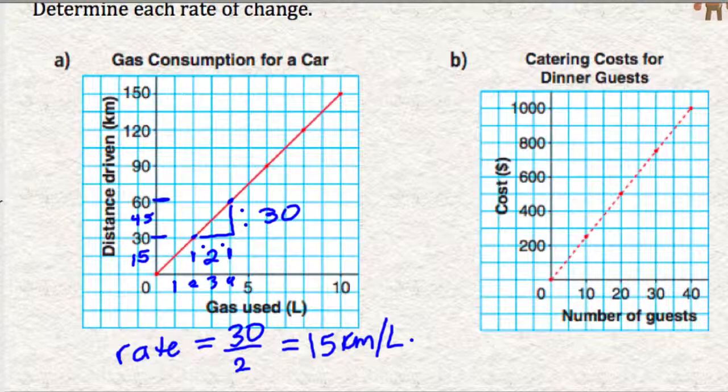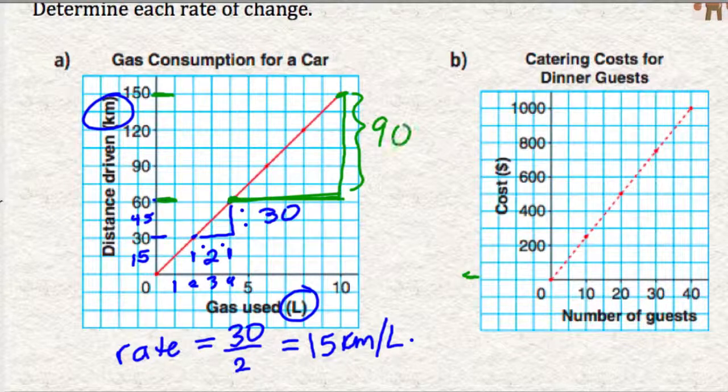I know it's kilometers per liter because I look at the information that I'm given on the graph. If somebody else had chosen 2 different points, let's say here and here, just to show you. The rise here goes from 60 up to 150, which is a change of 90. So the rise is 90. And from 4 up to 10, that's a change of 6. So we would do 90 over 6. If we take 90 and divide it by 6, we also get 15.